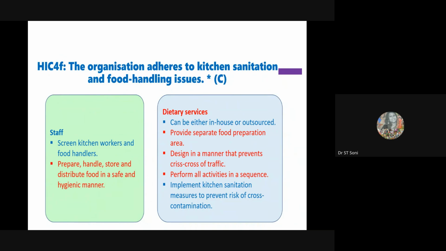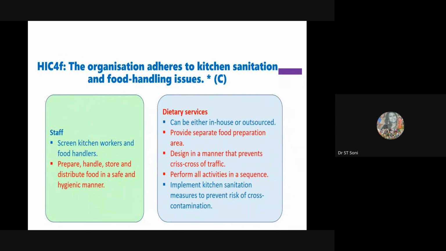Okay, then the kitchen is one of the food handling areas, because it's one of the sources of infection. So kitchen workers need to be screened for any infection, and we need to have a separate food preparation area. Crisscross traffic needs to be prevented, and all activities should be in a sequence. Kitchen can also be outsourced or in-house, doesn't matter.